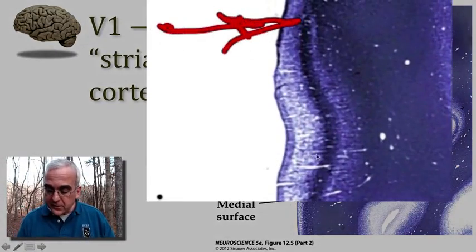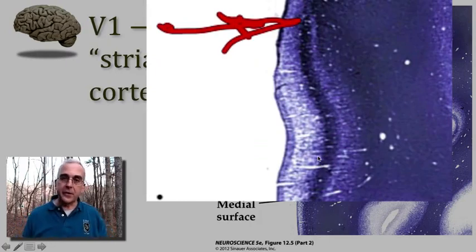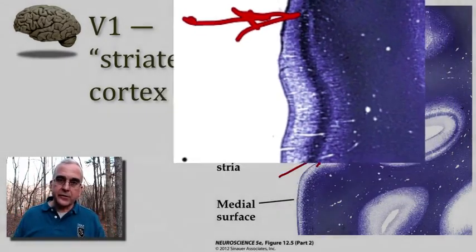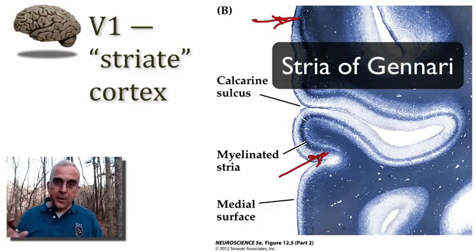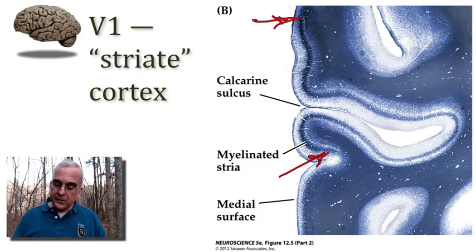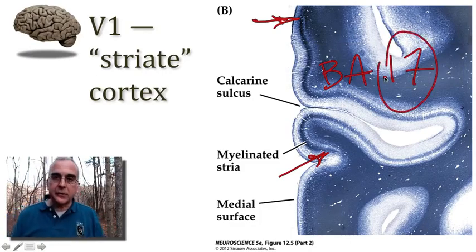And the early anatomists, such as Campbell and Brodmann, looked at this part of the cortex and concluded that the presence of this stripe, which is called the stria of Gennari, must signify that there's something distinct about this bit of the cerebral cortex. So Brodmann labeled this Brodmann's area 17, or that's how we know it today. He just called it area 17. And it's also known as the striate cortex because of this histological presentation of what we call the stria of Gennari.